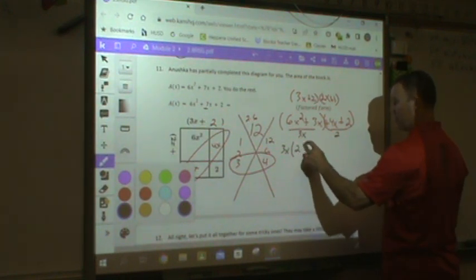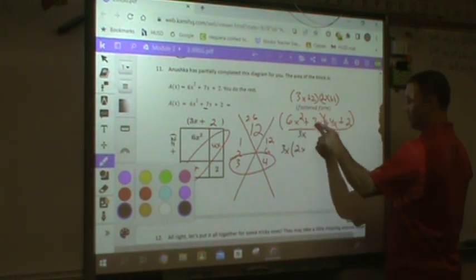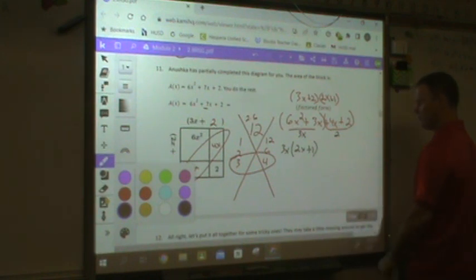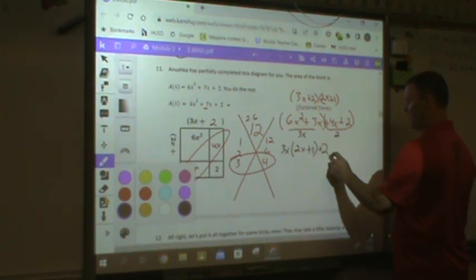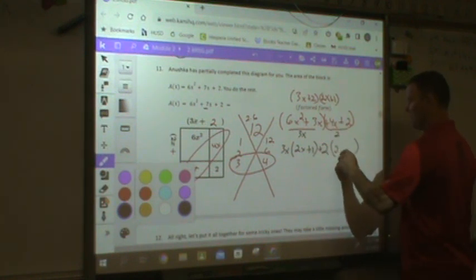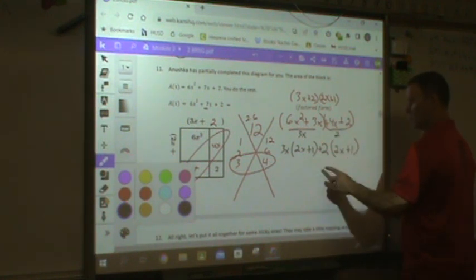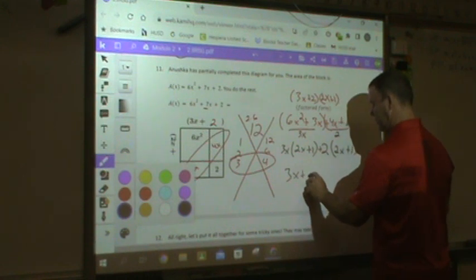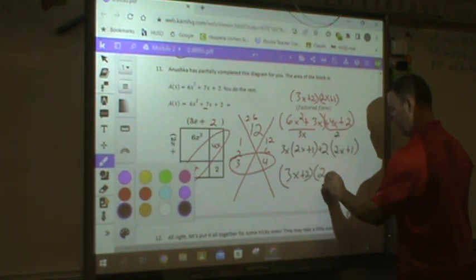6 divided by 3 is 2. X squared divided by 3x, left with an x. 3x divided by 3x is 1. Factor out a 2 over here. That's a plus 2. So what's left? I should be left with 2x plus 1. 4 divided by 2 is 2, so 2x plus 1. I factored it correctly: 3x plus 2 and 2x plus 1.